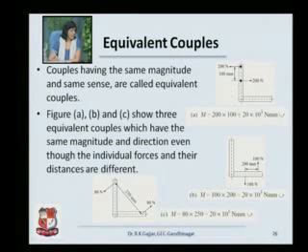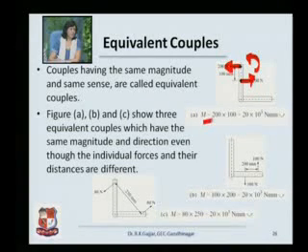Here are figures A, B and C. Each of these figures shows different forces forming the couples. In this case, you have a 200 Newton force separated by 100 mm distance. The force direction is indicating that the couple is going to be in the anti-clockwise direction. The magnitude of the couple is going to be how much? 200 into 100, that is 20 into 10 raised to 3 Newton mm.